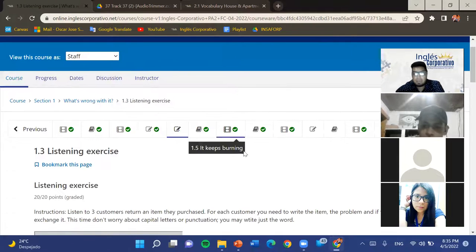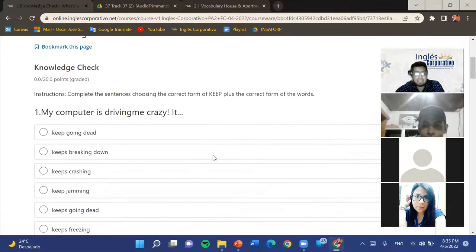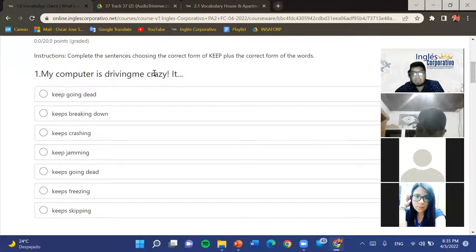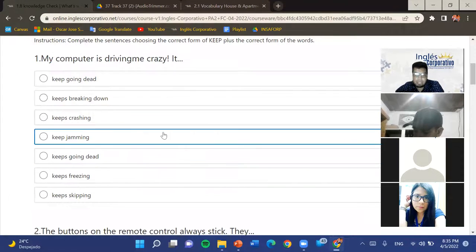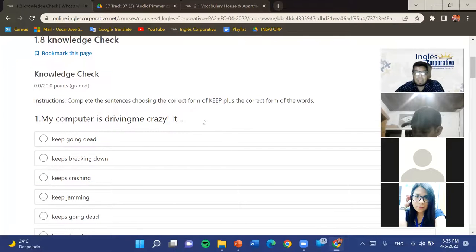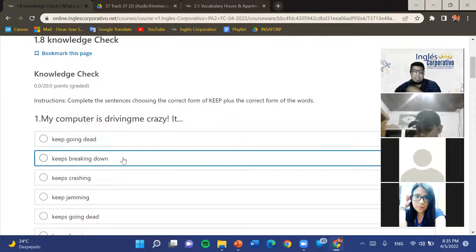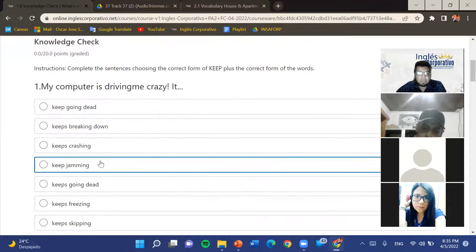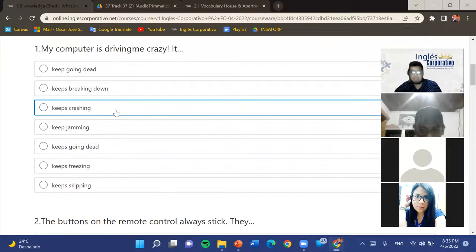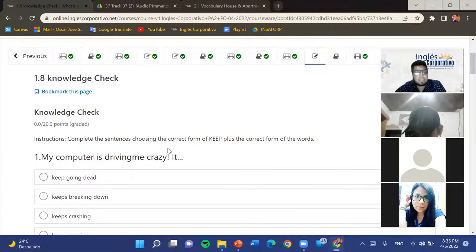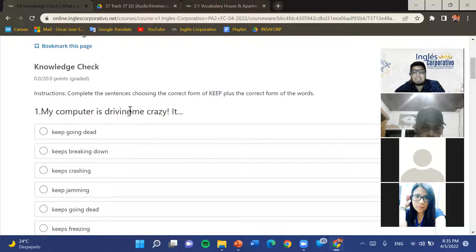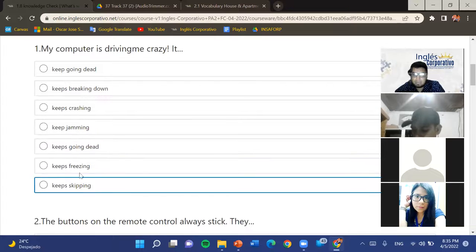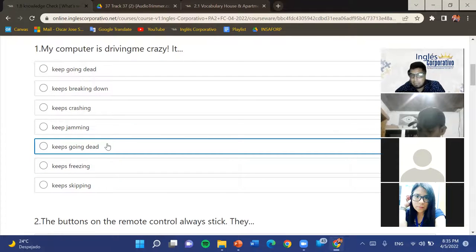Nice. So moving on, we're now going to jump into 1.8, in which we are going to be using different verbs to describe problems with technological devices. Remember, one thing to keep in mind here is that we're not only going to use these terms once, we can use them more than one time. To complete the sentences, choose the correct form of keep plus the correct form of the verbs. Muy bien, entonces aquí vamos a utilizar algunas de estas frases más de una vez. Así que no es que necesariamente tenemos que usarlas solamente una vez.